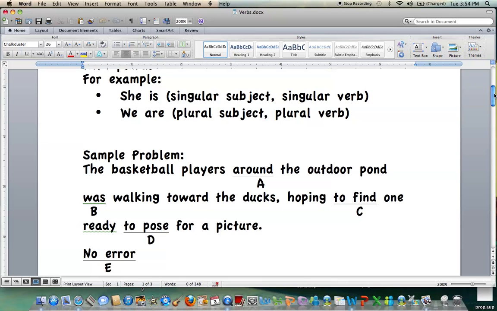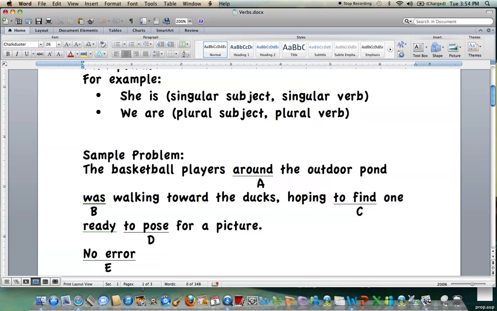But this is fairly typical. The basketball players, and then they're going to put in a prepositional phrase right after our subject. So I'm already telling you our subject is the basketball players. But because they don't put the was or the were right after the subject, many times you'll get lost and you will pair the verb with the prepositional phrase. And here's what we mean by that.